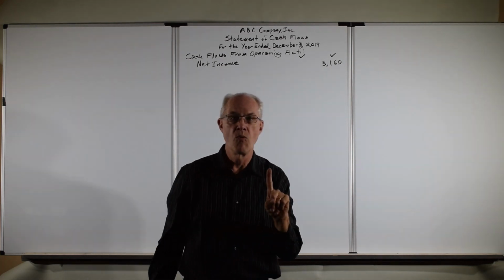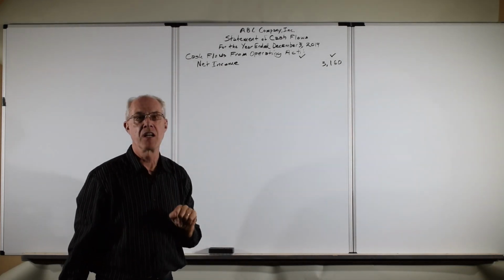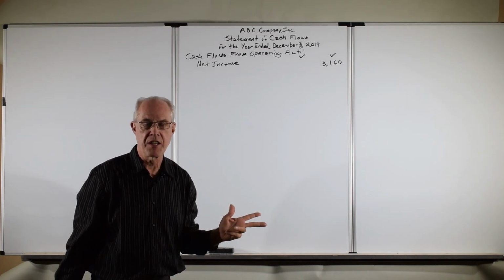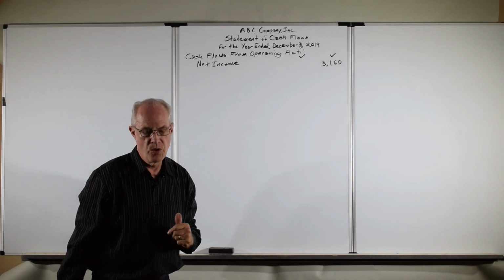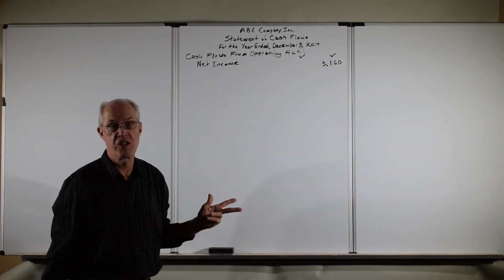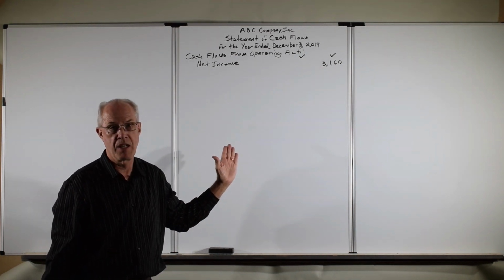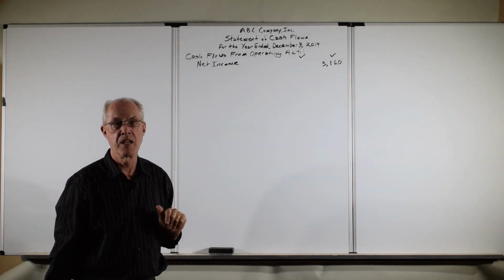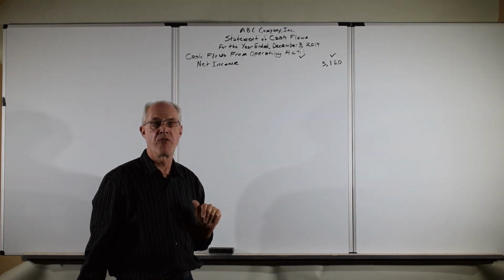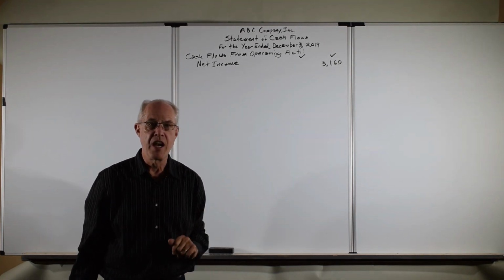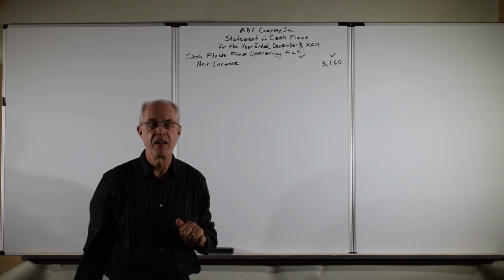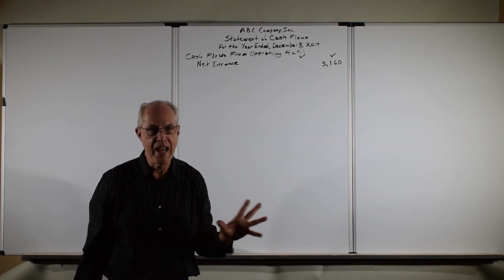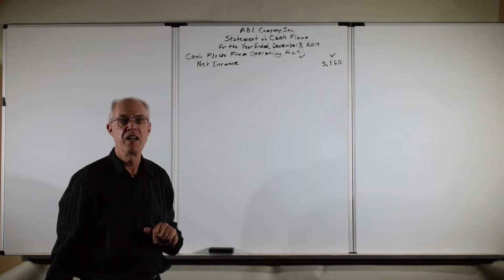In step 1, we're going to be backing out the impact of all the non-cash revenues and expenses, gains and losses. This would include depreciation in almost every financial statement. So depreciation is a non-cash expense. If you recall, when you make an entry for depreciation, you debit depreciation expense and then you credit accumulated depreciation. You don't take the entry to cash, you see, so it's a non-cash expense.